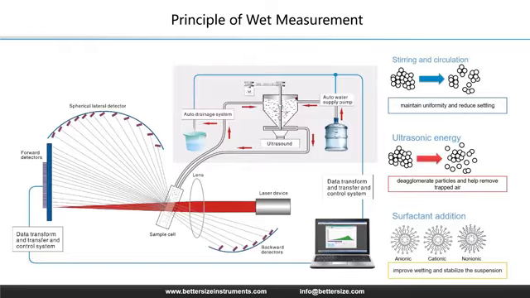Let's deconstruct the wet measurement ecosystem. It is not a static snapshot, it is a dynamic, closed-loop cycle. On the left, you see the architecture. The sample is driven from the circulation tank through the measurement cell where it intersects the laser and then is recycled. This continuous flow ensures that the snapshot the laser sees is statistically representative of the entire bulk sample.